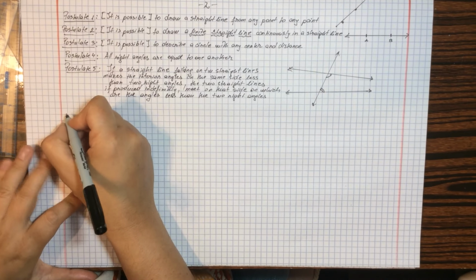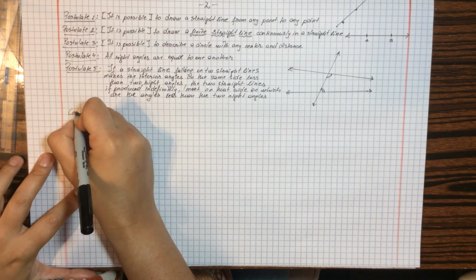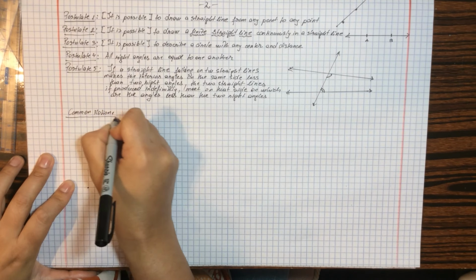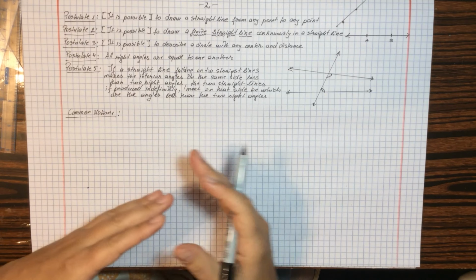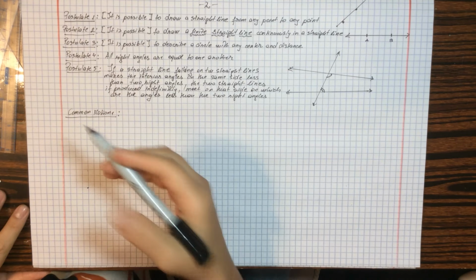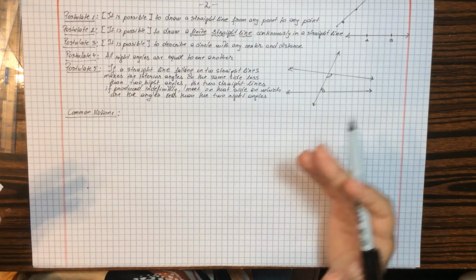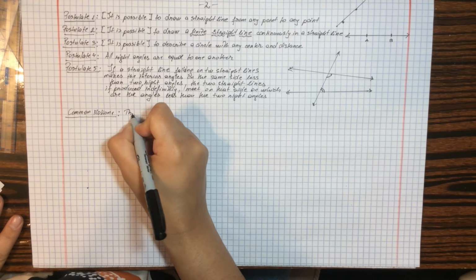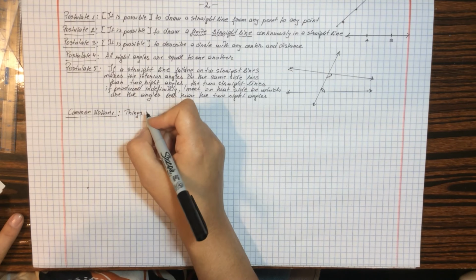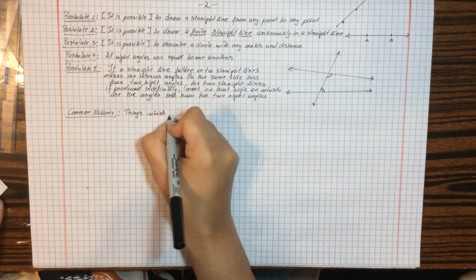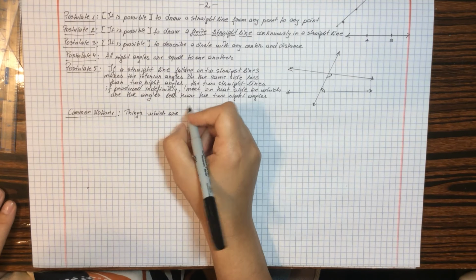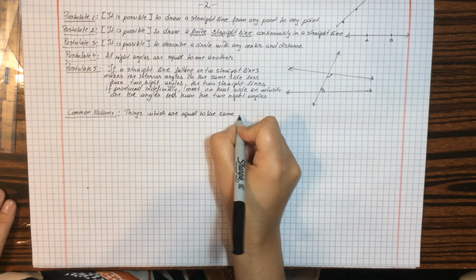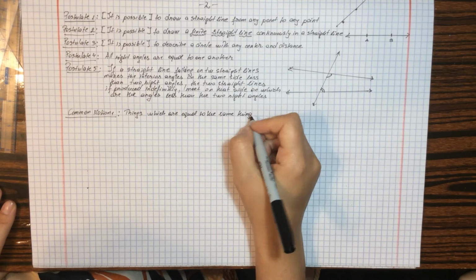So I'll write them down as well. Common notion one tells us the following: things which are equal to the same thing are also equal to one another. That may refer to areas, that may refer to magnitudes, length of segments, and so on and so forth. So, things which are equal to the same thing are also equal to one another.